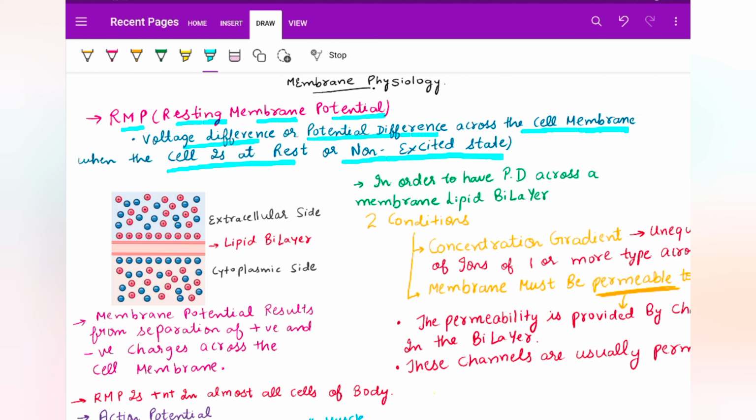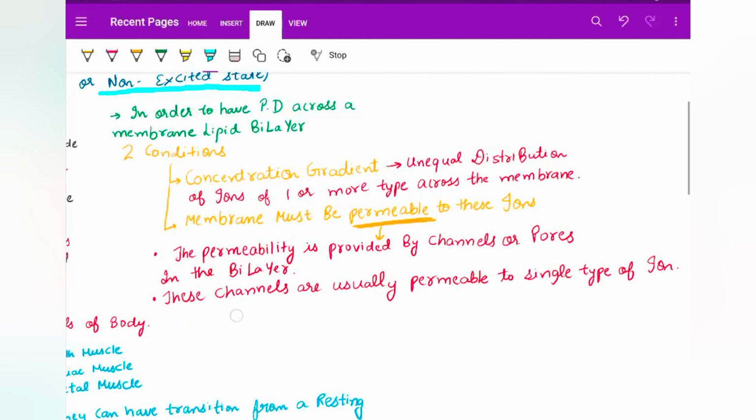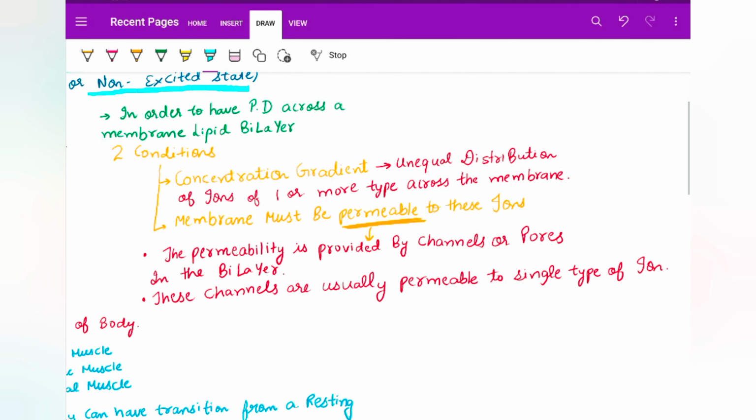It is basically the difference between the electrical potential in the cytoplasm of the cell and the electrical potential in the extracellular space. You can see there's an excess of positively charged ions on the extracellular side, and an excess of negatively charged ions on the cytoplasmic side. So the point I want to convey is that this separation of positive and negative charged ions results in membrane potential.